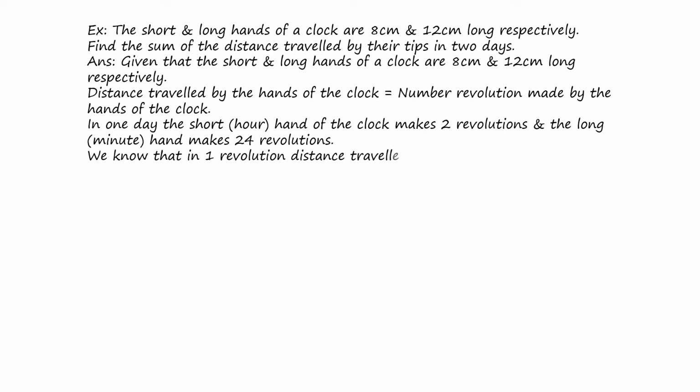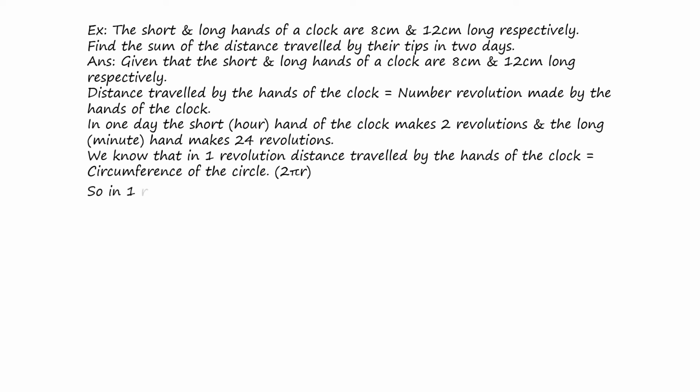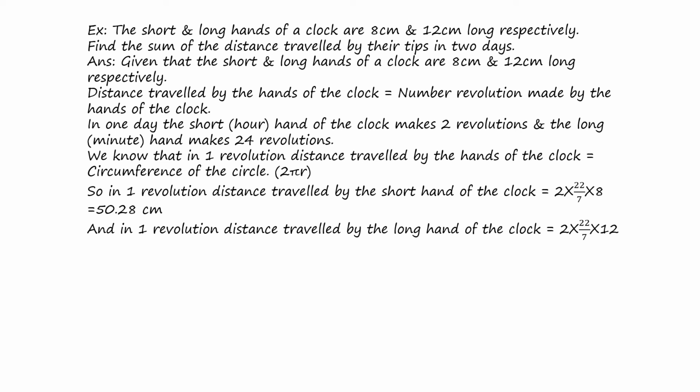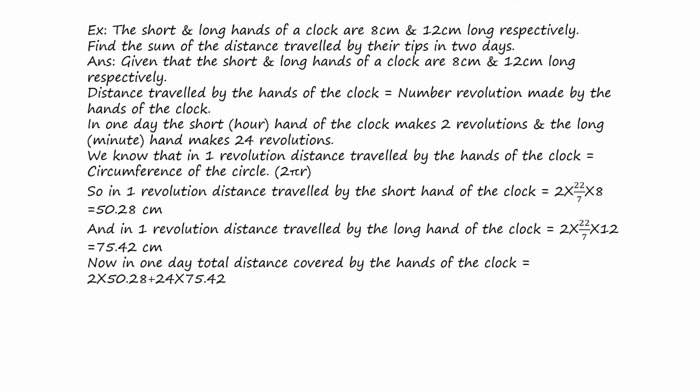So we know that in one revolution, the distance traveled by the hands of a clock equals the circumference of the circle, which is 2 pi r, where small r is the radius of the circle. So in one revolution, the distance traveled by the short hand of the clock is 2 into 22/7 into 8, which is nothing but 50.28 centimeter. And the distance traveled by the long hand or the minute hand is 2 into 22/7 into 12, which is nothing but 75.42 centimeter.